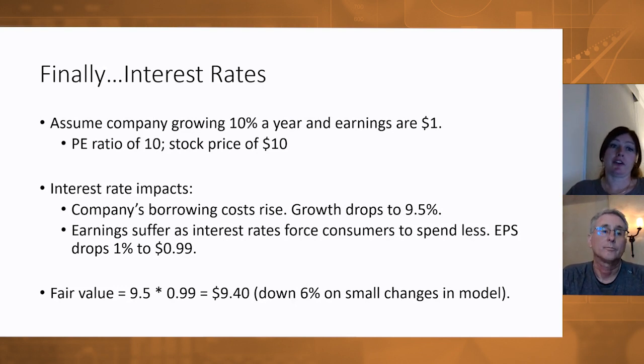The fair value is the PE ratio times earnings per share. So that's the level where the PEG ratio equals 1. So the PE ratio in this model is equal to earnings growth. The small changes in the assumption reduce the stock's fair value by 6% here. So small changes in interest rates can have large impacts on stock prices.